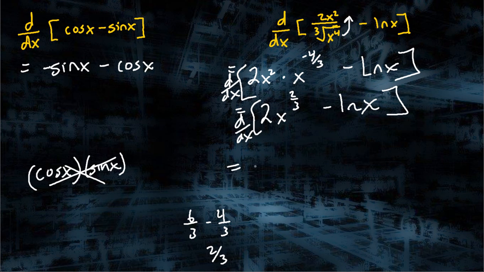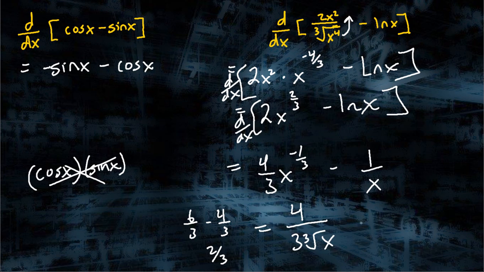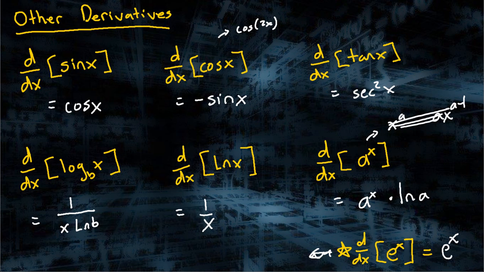Okay, so now I'm ready to actually take the derivative. I have 4/3 x, decrease that by 1, negative 1/3, minus the derivative of natural log, which is 1 over x. And we'll move that down. So we have 4 cube root x minus 1 over x. There's our derivative. All right, pretty short, pretty simple. This information is something you're going to want to have written down handy for when each of these comes up in a problem.